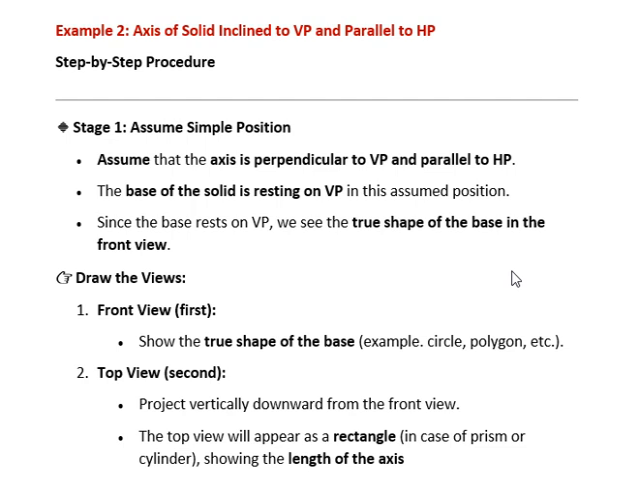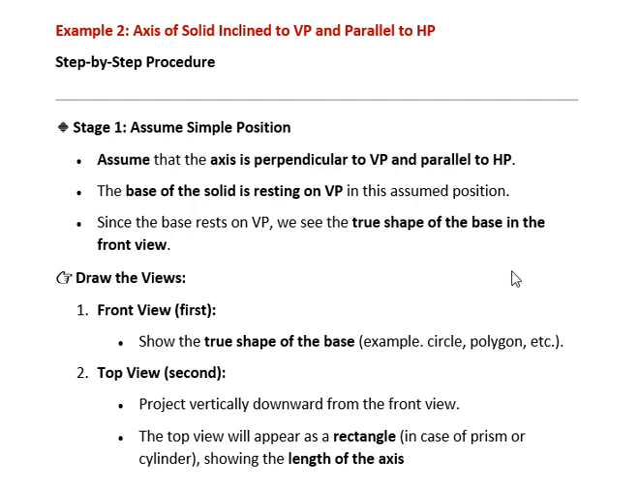There is some type of solid, maybe a prism, pyramid, cone, or cylinder. You assume one solid suitably. That solid object's axis is inclined to VP and parallel to HP. At that time, we have to draw its front and top view. That is the question. So here, this procedure we have to follow.